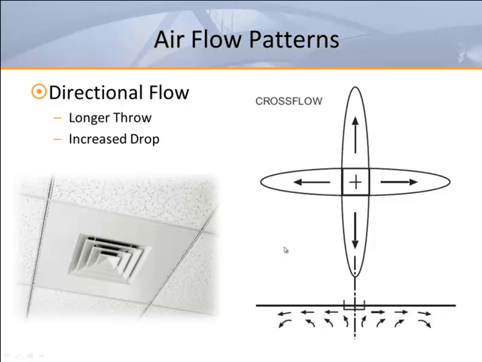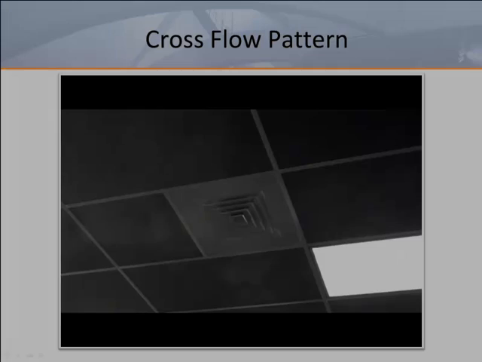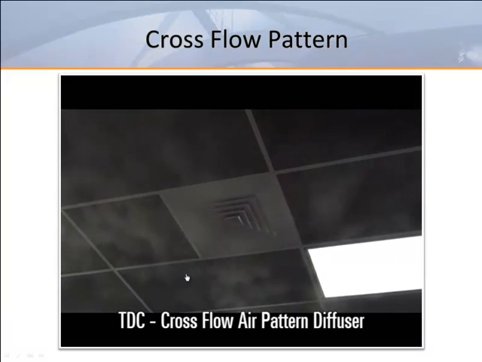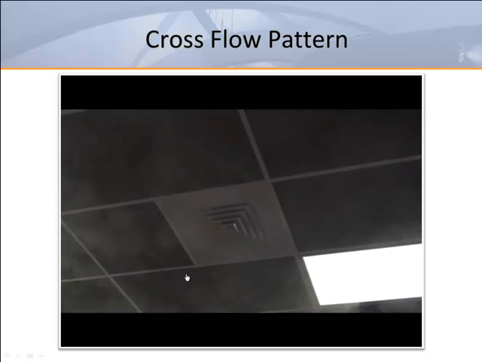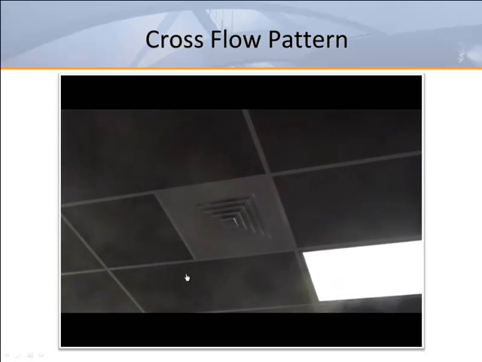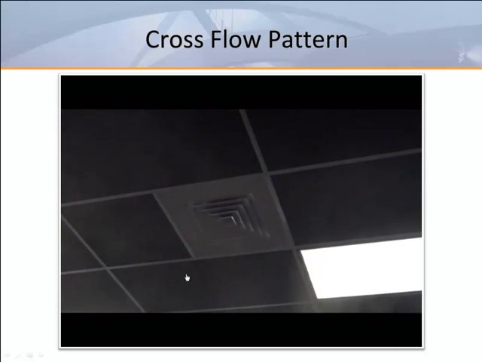Because there is less induction when the velocity of a directional jet is reduced to less than 75 feet per minute, buoyancy will detach the jet from the ceiling, causing increased drop and potential drafts in the occupied zone below. Now, with the directional air pattern, the air leaves the diffuser with four individual jets. Room air may be induced into the airstream between the jets, leaving the smudging on the ceiling at the corners of the diffuser.